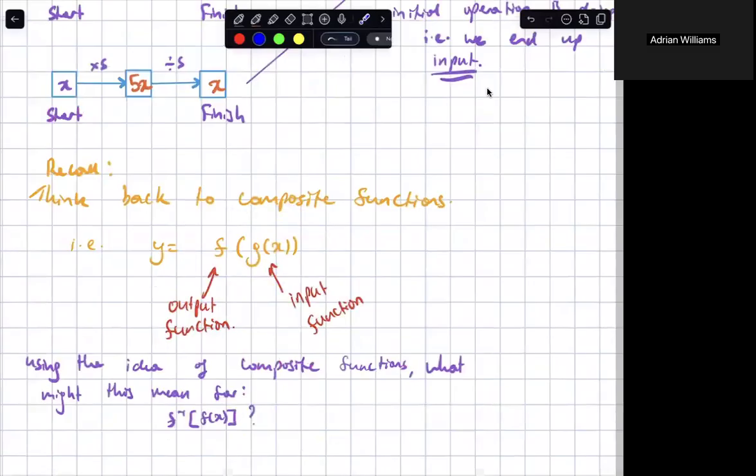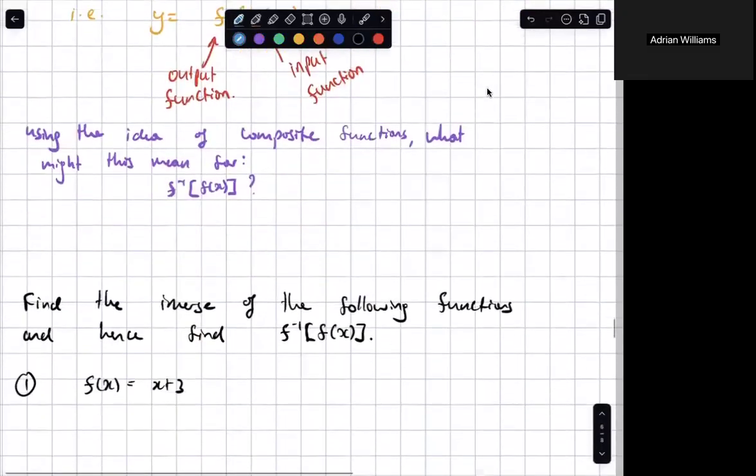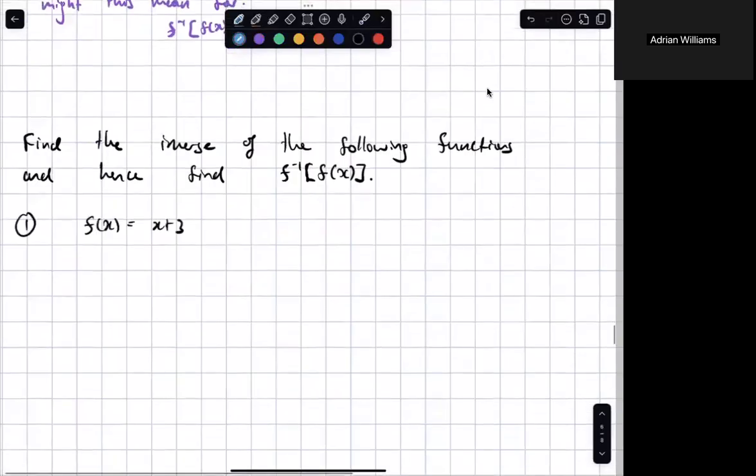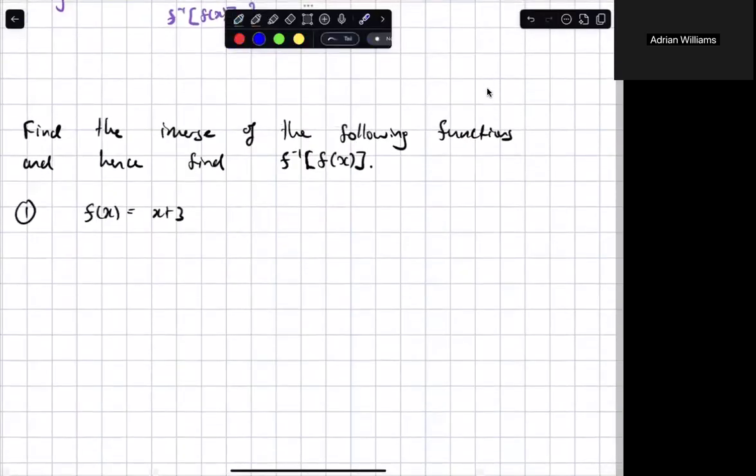Okay? So using this idea, you want to ask yourself before we move on, what might this mean if I go and create a set of composite functions where I'm finding the inverse of the original function? What might we end up with? So what we're going to do is unpack that algebraically and see if you notice a little bit of a pattern. Okay, so here's the first question. We're going to find the inverse of the following function, and then we're going to go and find the inverse of f of x, and we might notice something that happens.